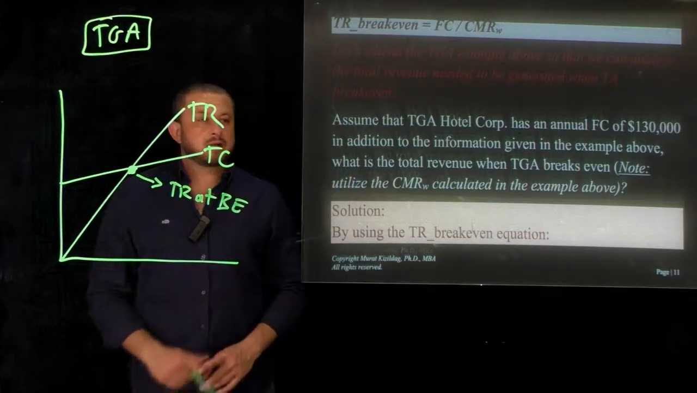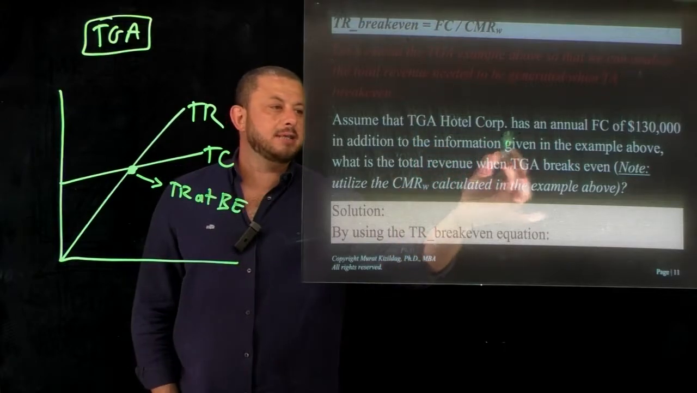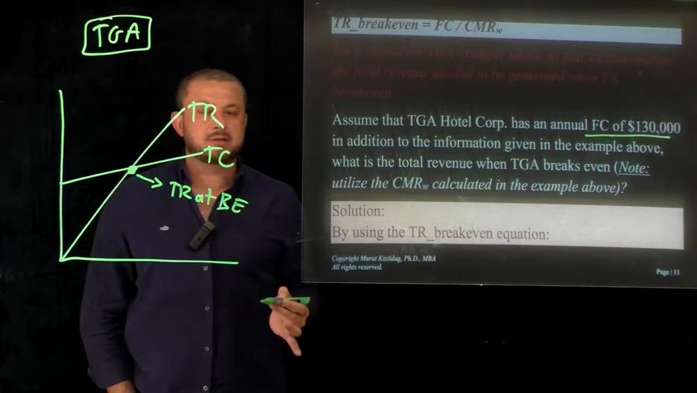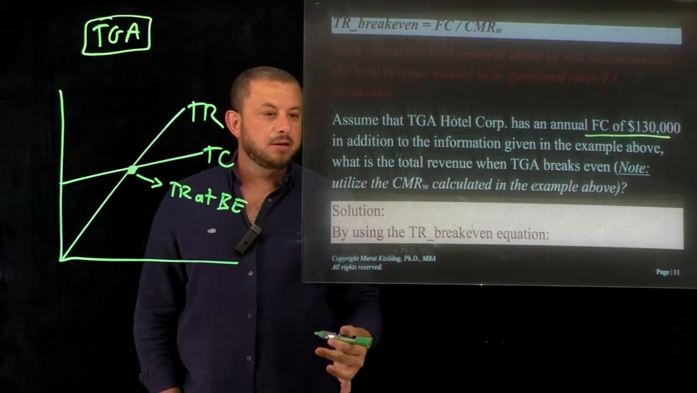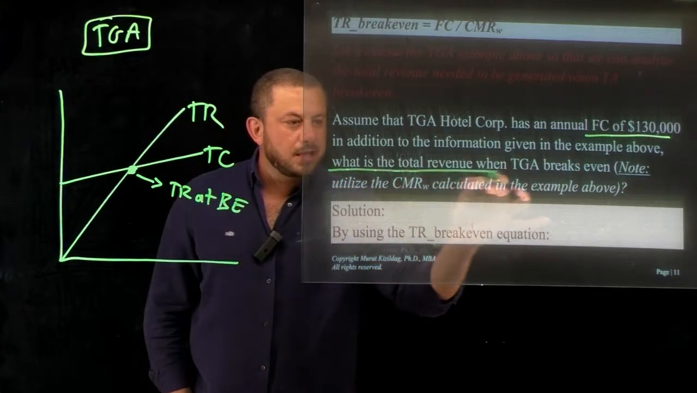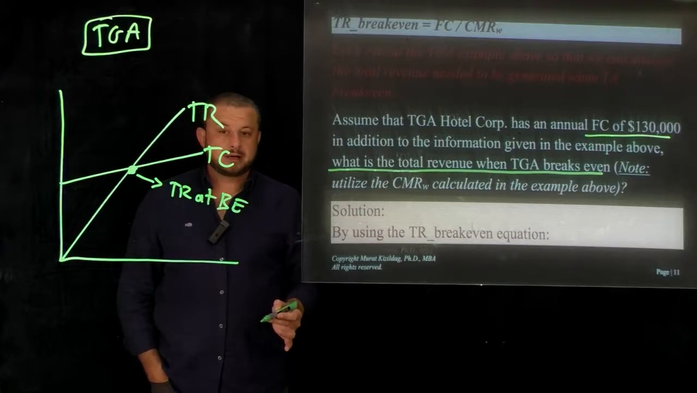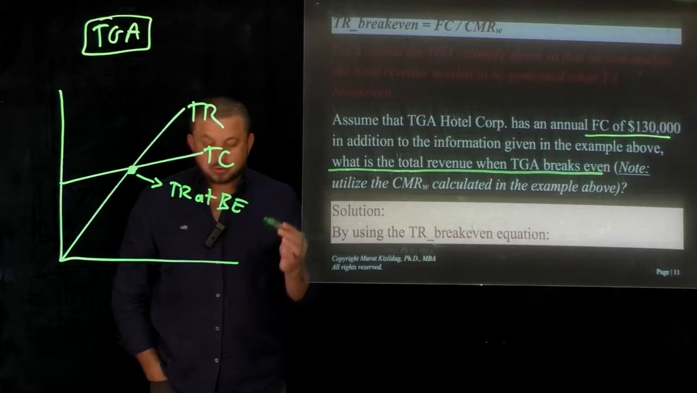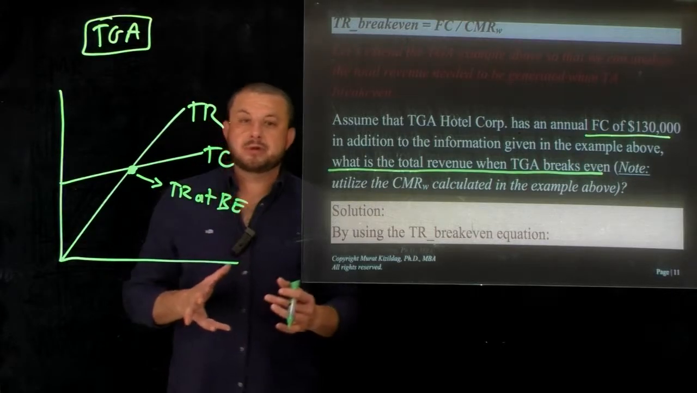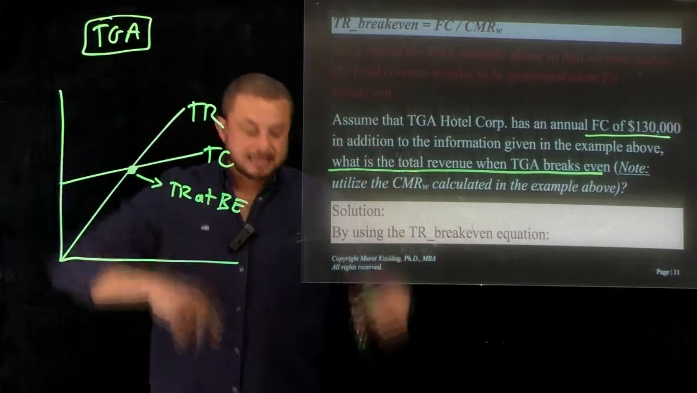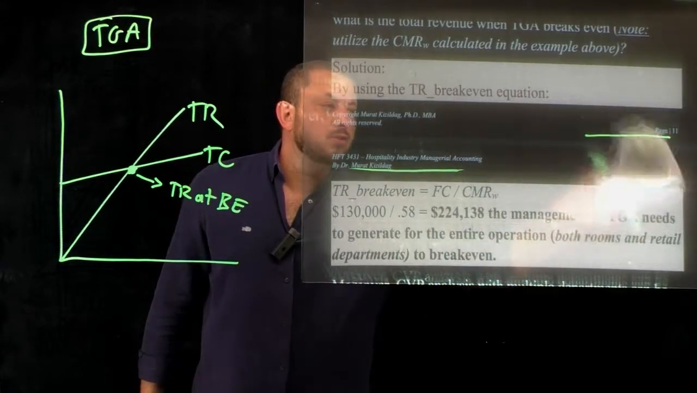Let's extend TGA Hotel Corporation, and then let's see how this works. Assume that TGA Hotel Corporation has an annual fixed cost of $130,000 in addition to the information given previously in the previous example, okay? And what we're doing right now, we have to find the TR break-even when TGA breaks even. Okay, so TR break-even is equal to fixed cost over CMRW. Do we know the total revenues? Yes, we do. From the previous example, take a look at my solution, guys. Let me clean this. We know what total revenues are, correct?